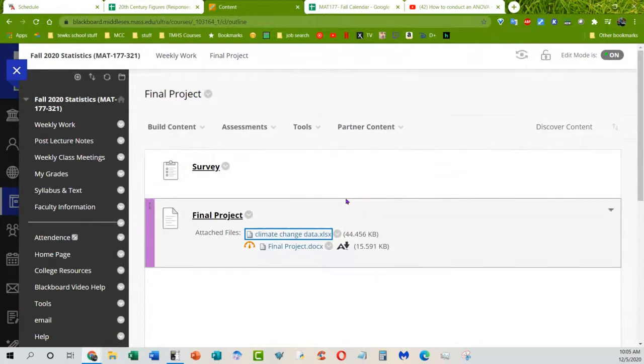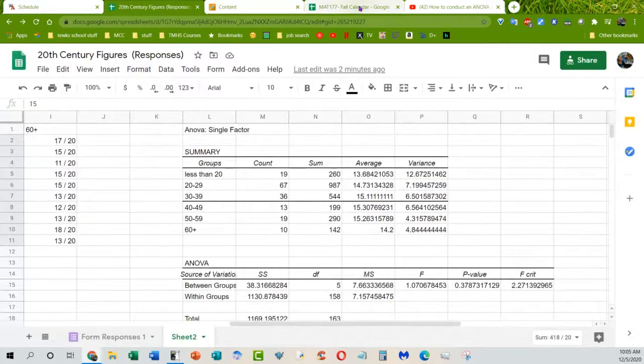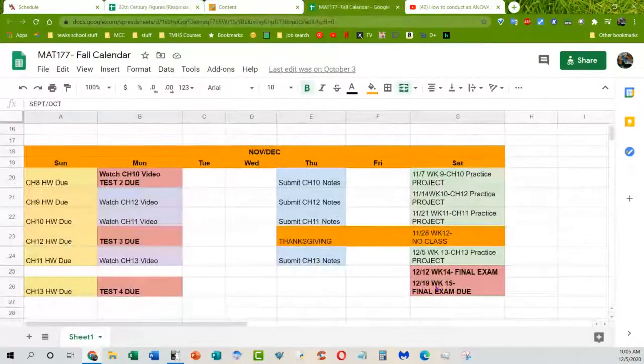Again, it's only going to be for those of you who don't have an A. So you'll have to do that again, and that is also due by the end of the semester, which is the 19th. The 19th is the last day. We don't have class next week, so you have time to work on the final and test 4.